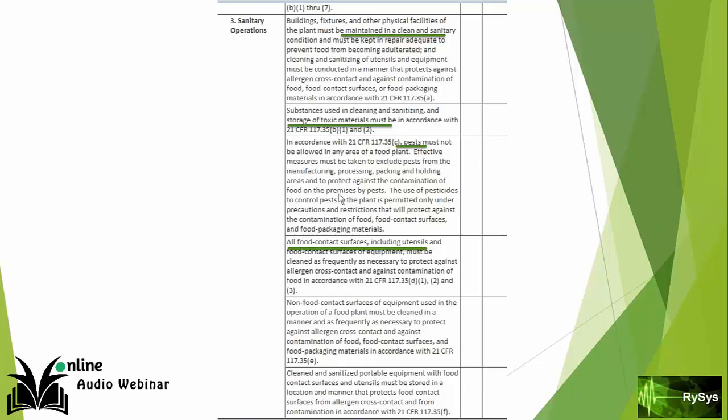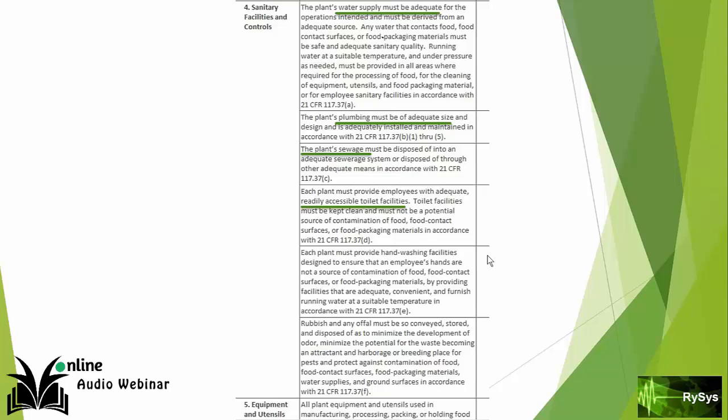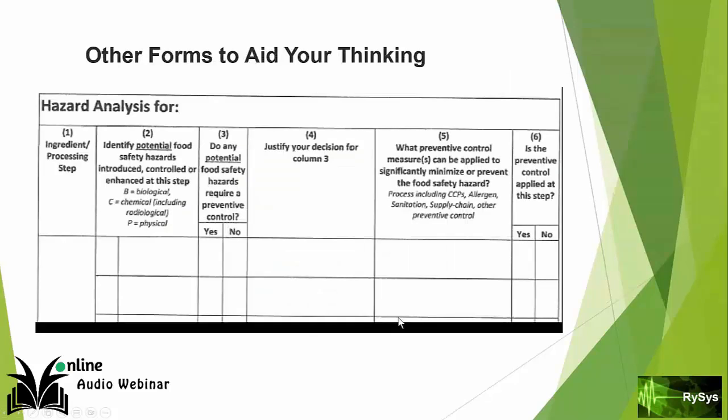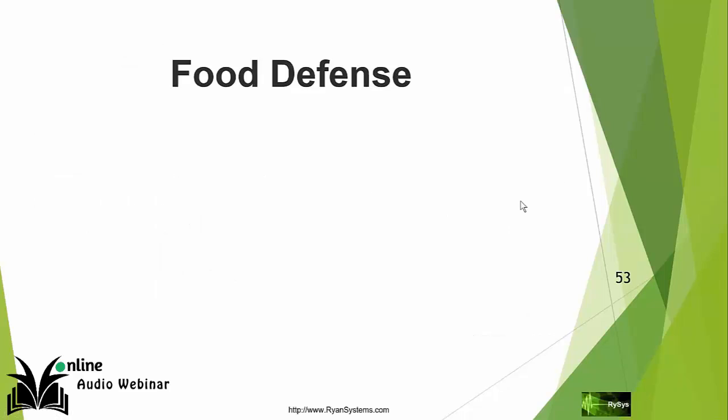And make sure all contact surfaces for food are clean. Accessible toilet facilities for your people and hand washing facilities. Make sure all your trash is stored and disposed of. And then the seams of any food contact surfaces, especially at harvest, must be smoothly bonded. If you go through PCQI training, they're going to give you different forms to do your hazard analysis, et cetera. I'm going to go real quick through food defense.